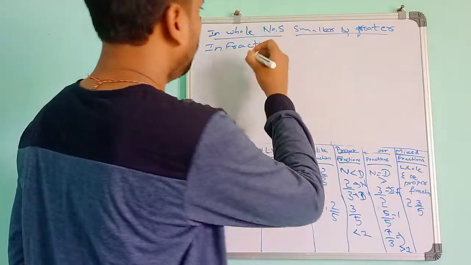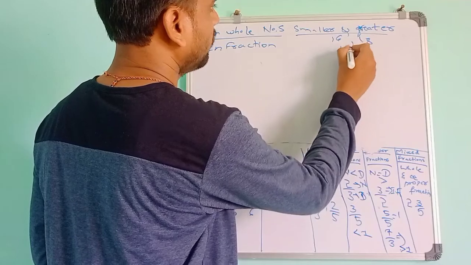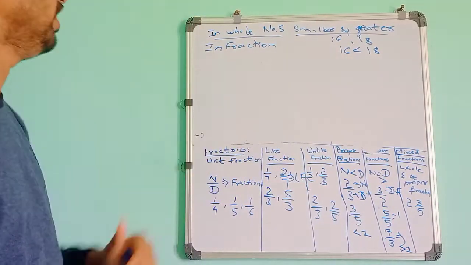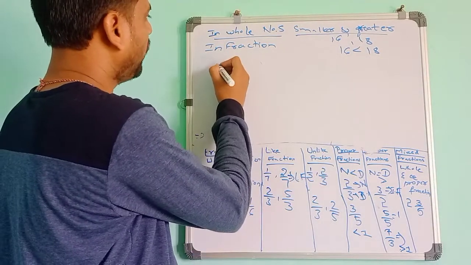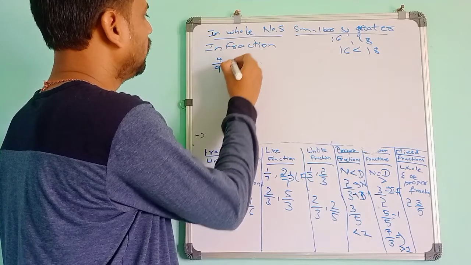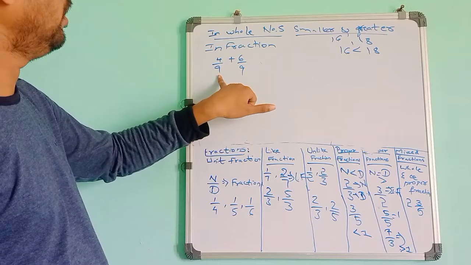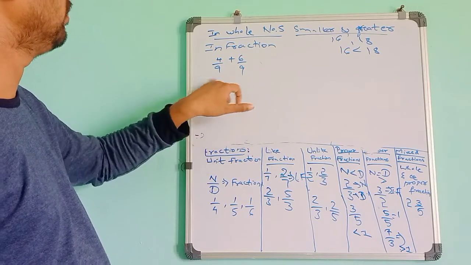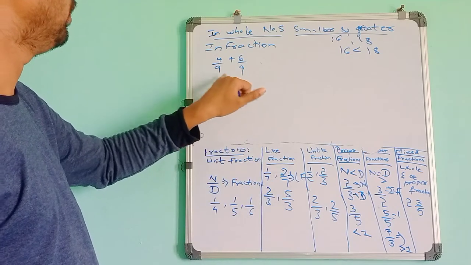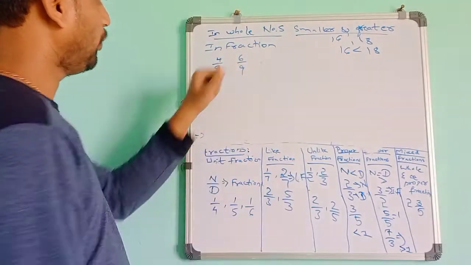For whole numbers, you see 16, 18. You will say 16 is lesser than 18; 18 is greater and 16 is lesser. But in fractions it changes. Take the example where the denominators are the same: 4 by 9 and 6 by 9. 9 is the denominator here and also here, because they are like fractions, same denominators. So 4 by 9 and 6 by 9.